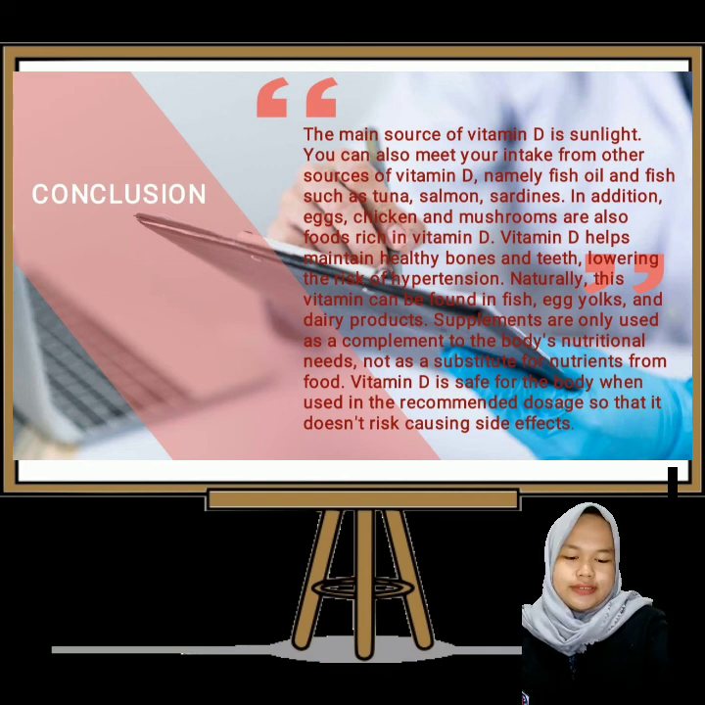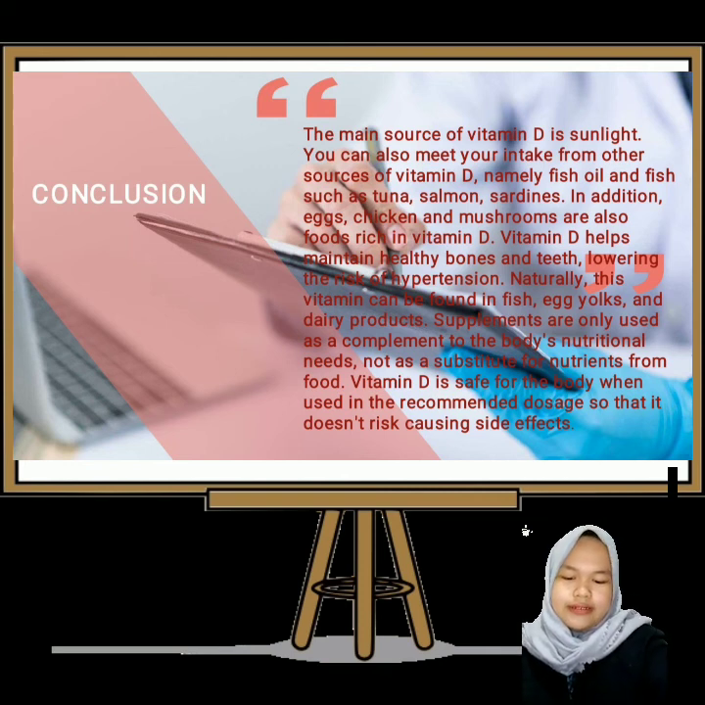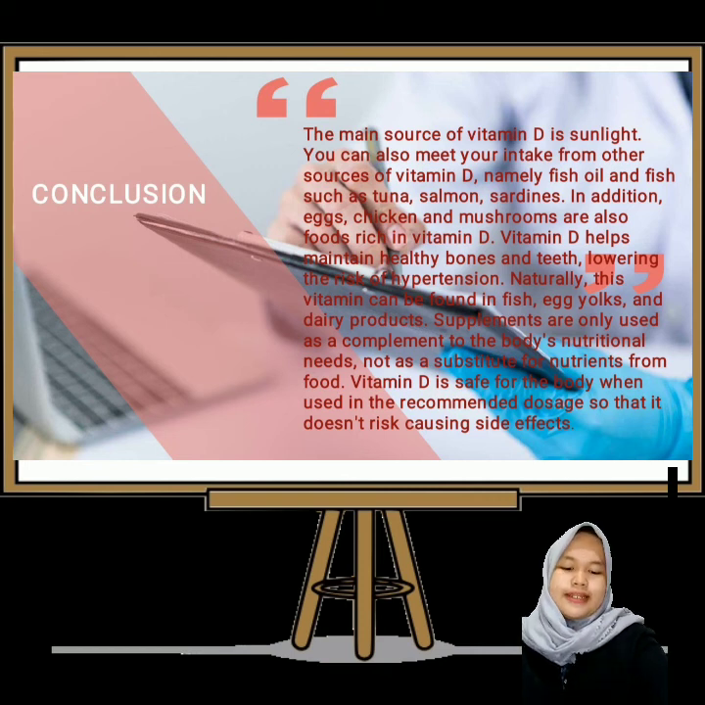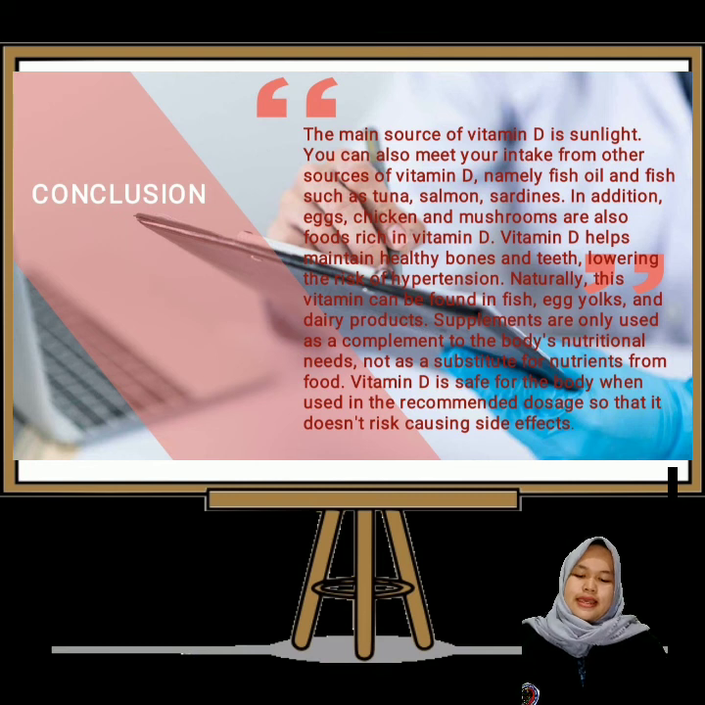Supplements are only used as a complement to the body's nutritional needs, not as a substitute for nutrients from food. Vitamin D is safe for the body when used in the recommended dosage so that it doesn't risk causing side effects.